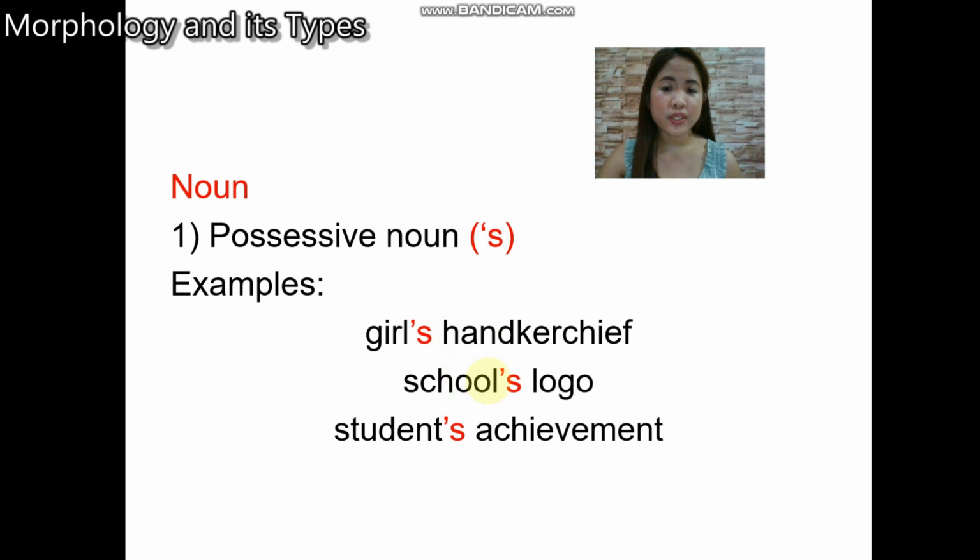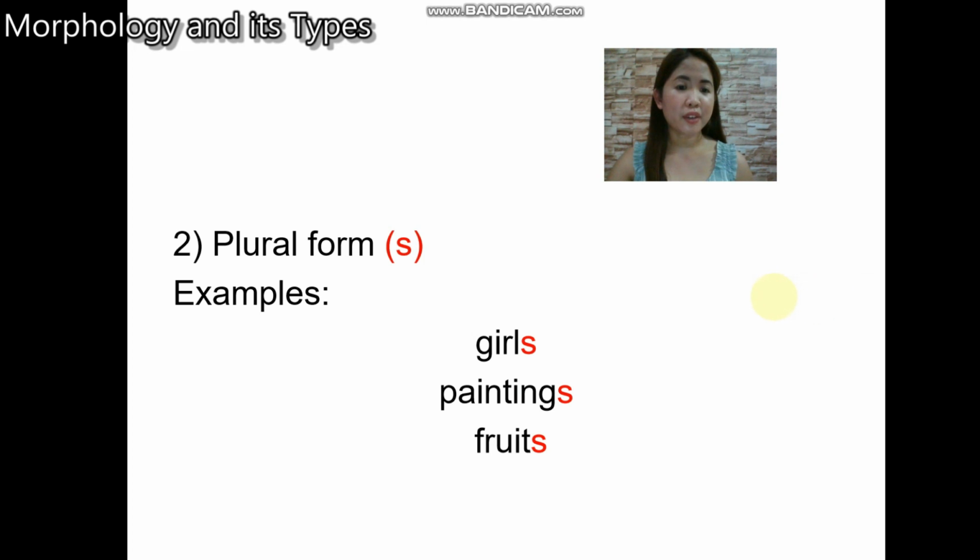Then we have school's logo. The logo is owned by the school. Then we also have students' achievement, the achievement of the students. Then we also have, under the category of a noun, the plural form, the S form, as in the examples girls, paintings, and fruits. These are also called inflectional morphemes.